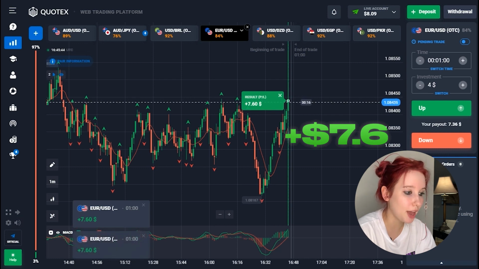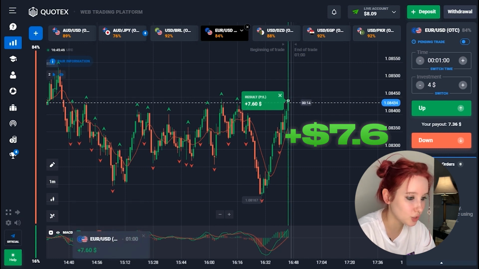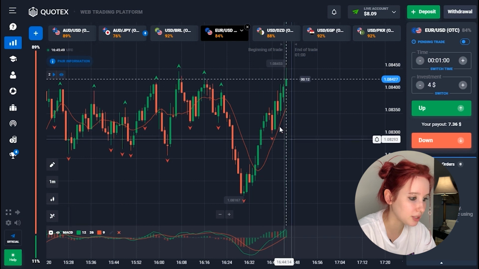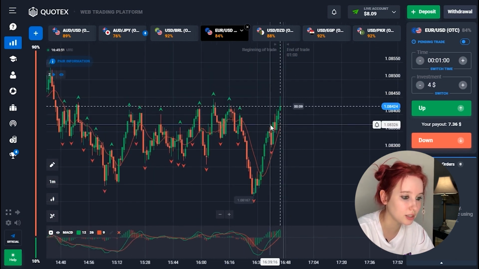Yes, we have a winning deal again. We just managed to fix ourselves in the right position, and in this case I think that this selection of indicators really works.